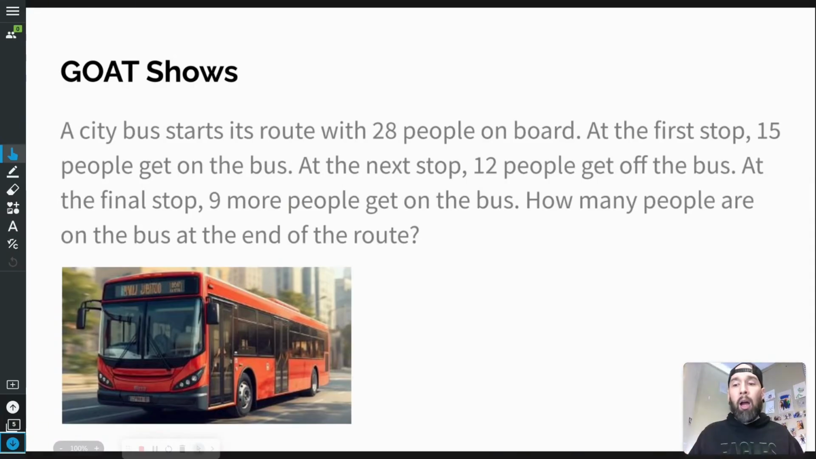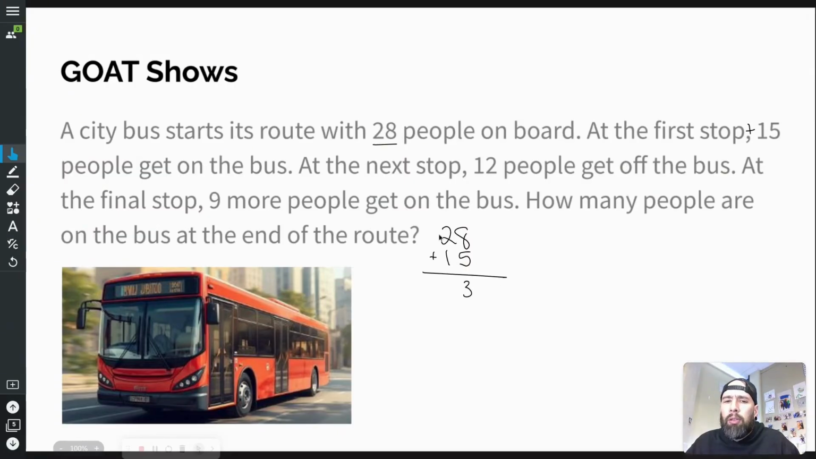So you have to figure out, all right, I have a bunch of people. When people get on the bus, I'm adding more people. When people get off the bus, I'm subtracting people. So let's do this in order. You have 28, and at the first stop, you're adding 15. So we're going to add 15.